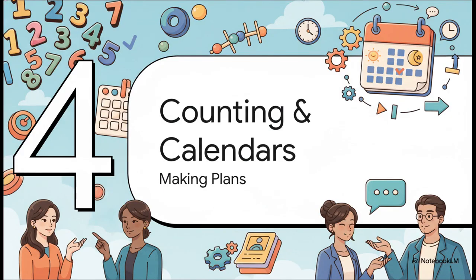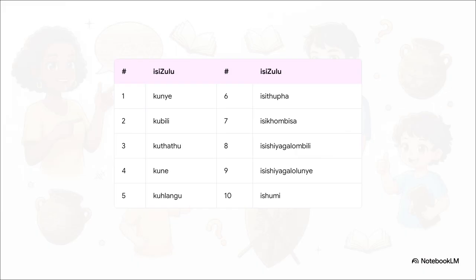All right, so we have greetings and checking in on people totally covered. Pretty good start. Now, let's add some more practical tools to our conversation, like counting and making simple plans. First up, the numbers 1 through 10. Kunye, kubili, kuthathu. These are your absolute essentials, right? You're going to need these for everything from telling time to going shopping. They're the basic building blocks.